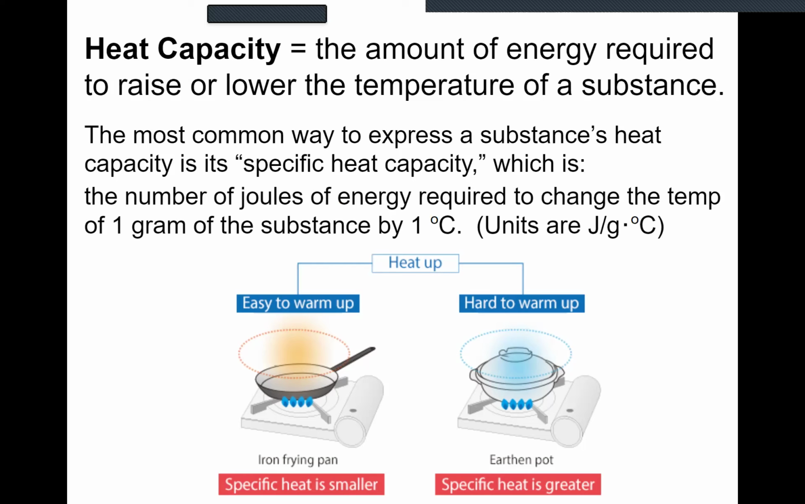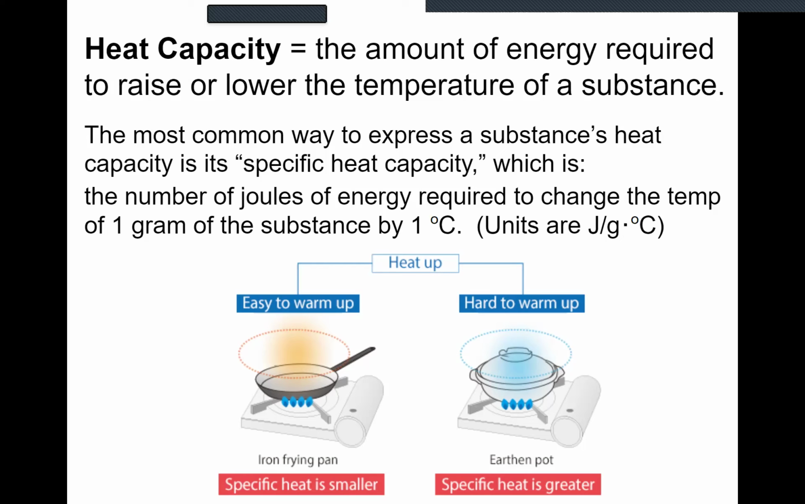The units, therefore, would be joules per grams times degree Celsius. Famously, one of the highest specific heat capacities in a substance that we see in everyday life is water. Liquid water has a specific heat capacity that's about 4.18 joules per grams times degree Celsius. That's the amount of joules in a calorie. That's very high compared to several other substances, and it's the reason that oceans have a moderating effect on climate.